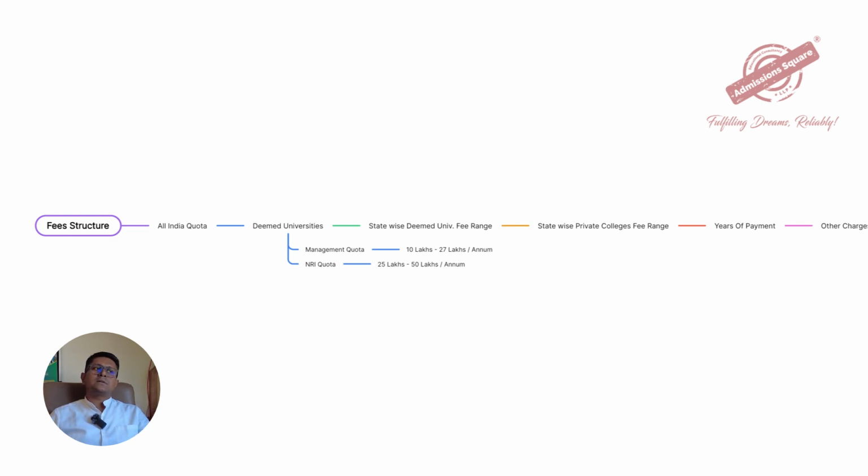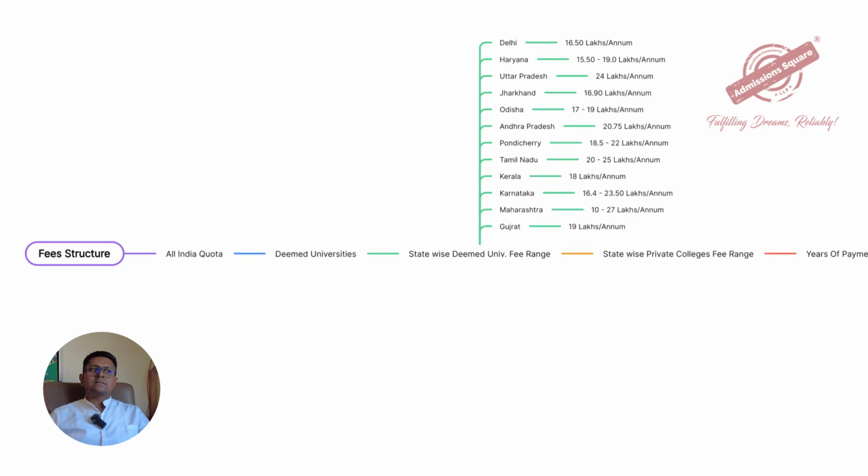Okay, these are for deemed universities. In state level, these are some of the fee structures that we have mentioned. We could not gather all because it will take a lot of space. Here, for example, in Karnataka we have mentioned all the deemed universities will range between 16.4 to 23.5, whereas private colleges will range between 11 lakh to 22, which we have already discussed.